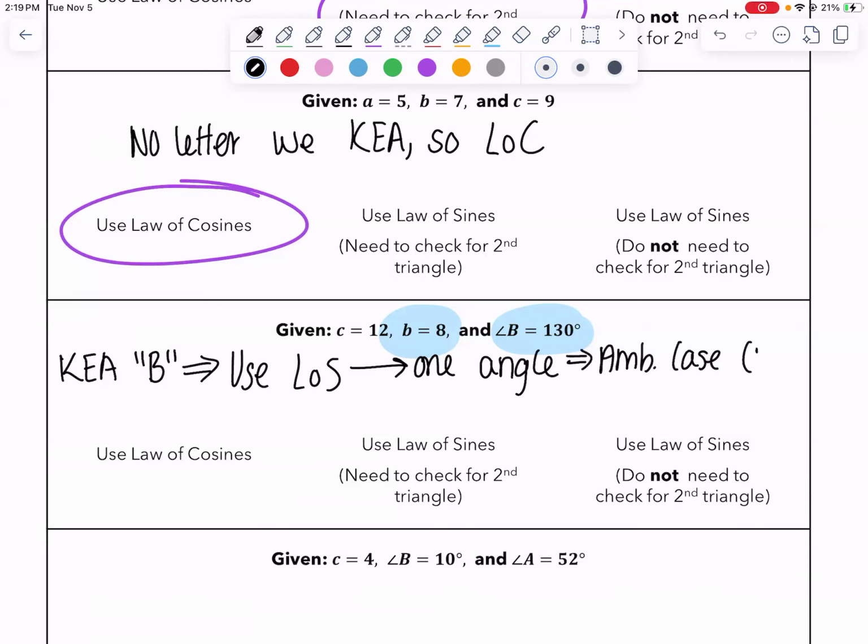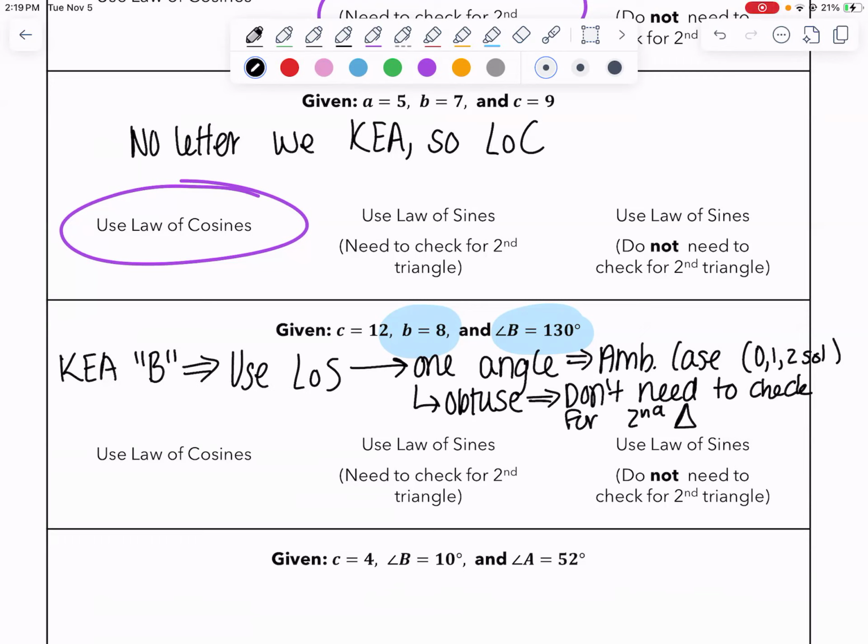I probably should have made a note of that up above: 0, 1, or 2 solutions. And the angle we're starting with is obtuse, so there will only be either no solution or one solution. There won't be two solutions because we're starting with an obtuse angle. So law of sines, where we don't need to check for a second triangle.